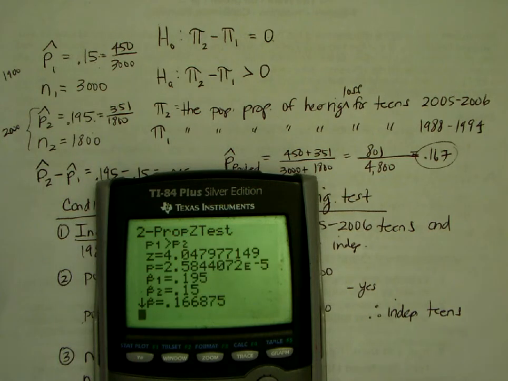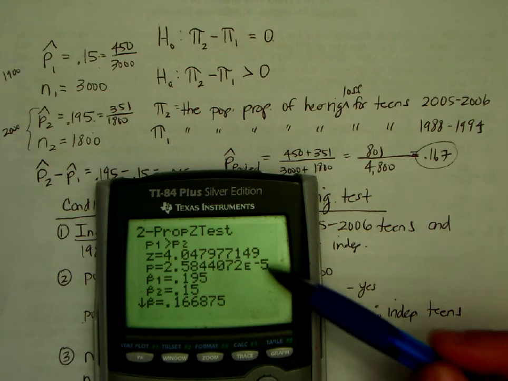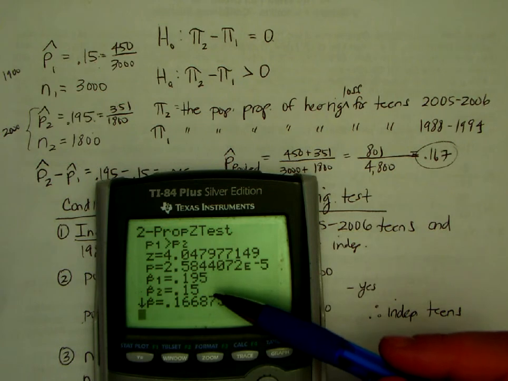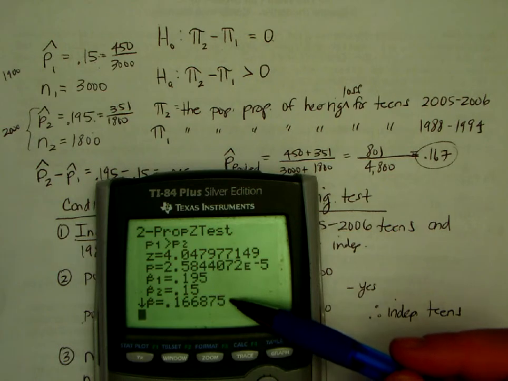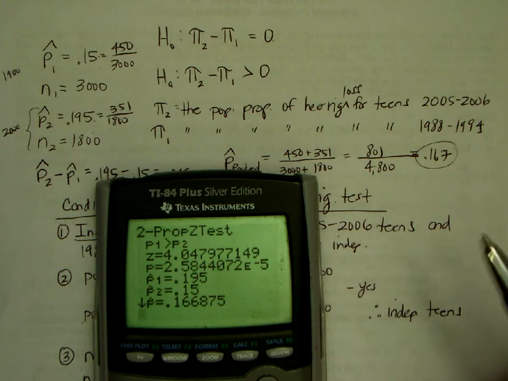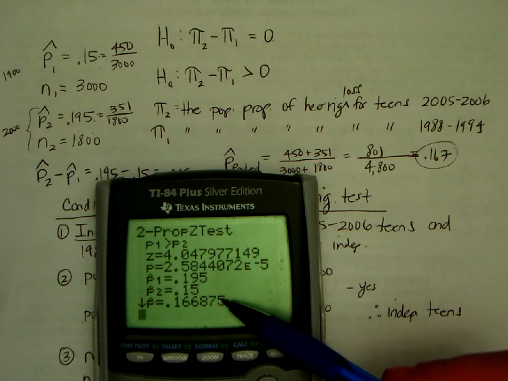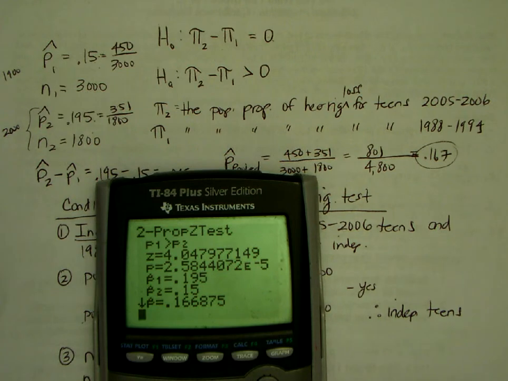Okay, so Z is 4.04. P-value, very, very small. And then it spits out your p hat 1 and p hat 2 just to check it. Oh, and there's a new p showing up. There's your 0.167. So the calculator never asks you if you want to pool your p's. It actually does it automatically. So you might do this test and forget to pool your p's, and you'll get to this test and be like, oh no, there's another p hat showing up, and you can go back and fix that. So it won't show up in a confidence interval. It only shows up in a significance test.